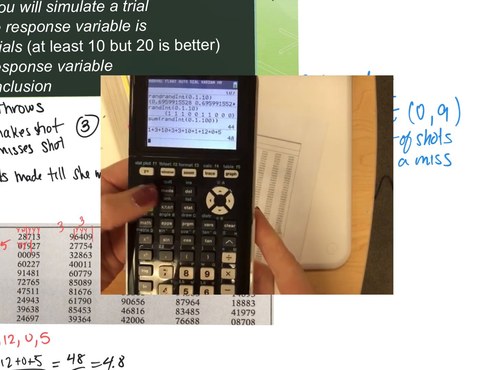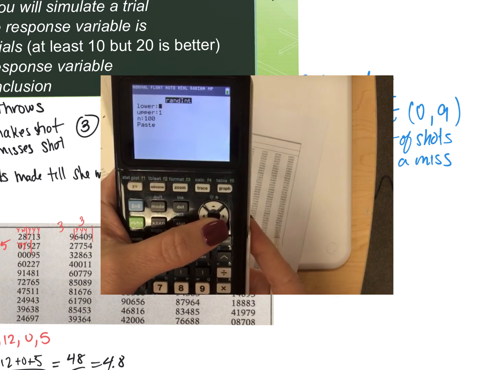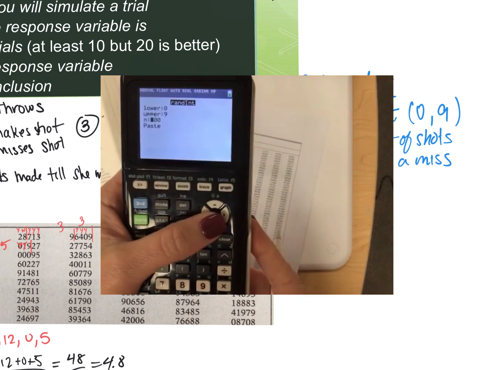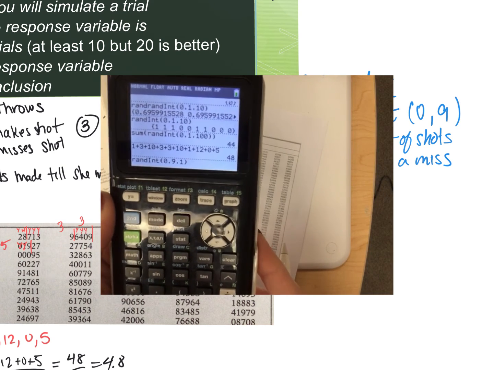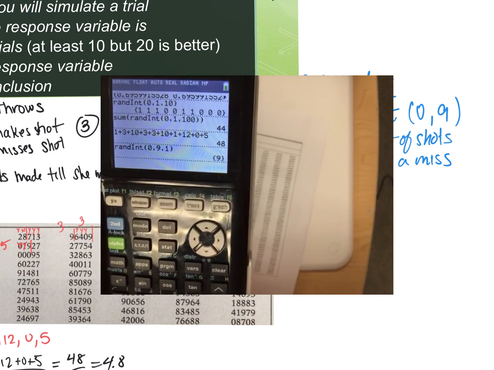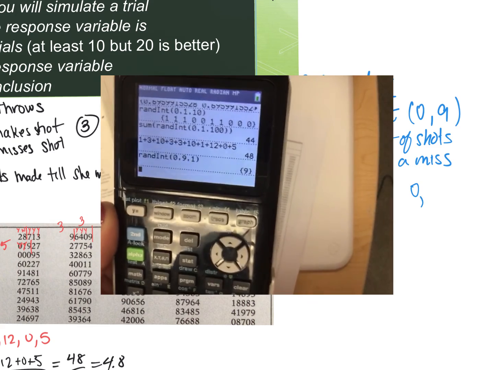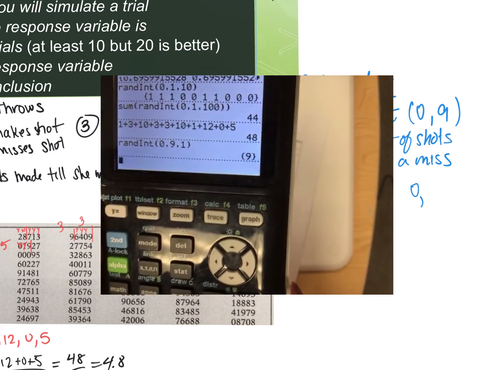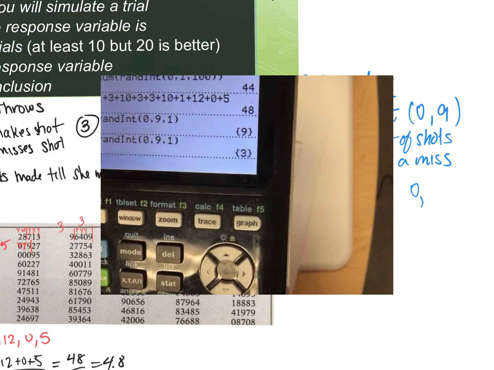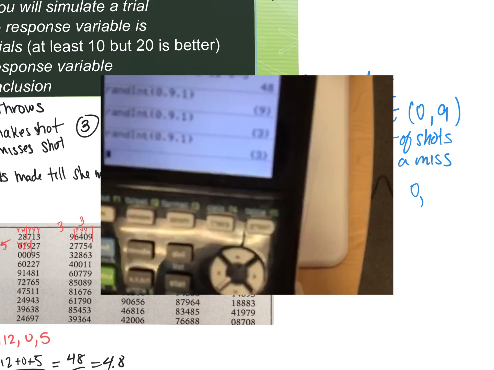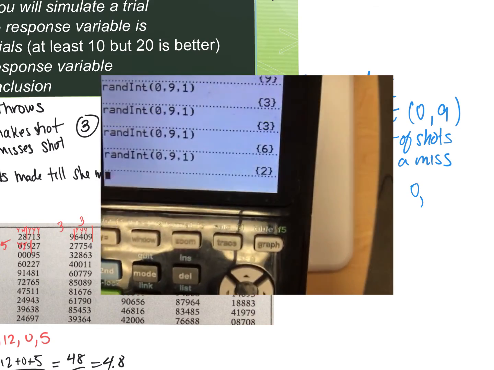And we're going to go math, probability, randint, 0, 9, 1, and paste. Okay, so this is a miss. So my first trial is 0. Oh, let me write on the side here. My first trial was 0 because it's a 9. That means she missed her first shot. Yes, Ava. Yep, I'm just going to hit enter again. So she made it. Hit enter again. She made it, that's 2. She made it, that's 3. She made it, that's 4.